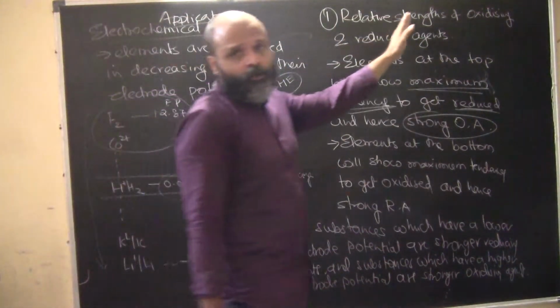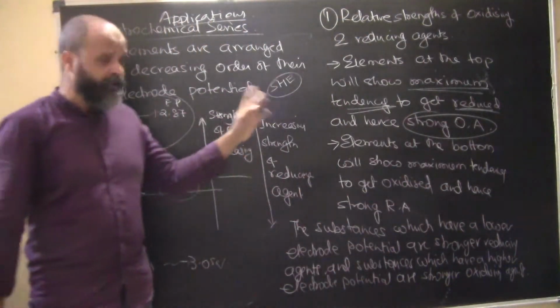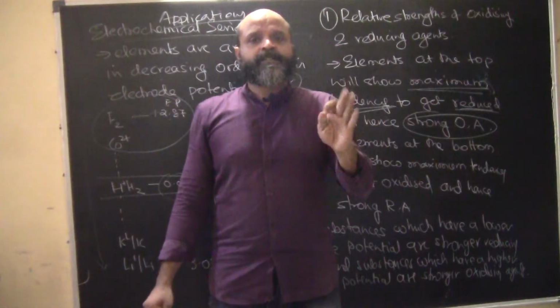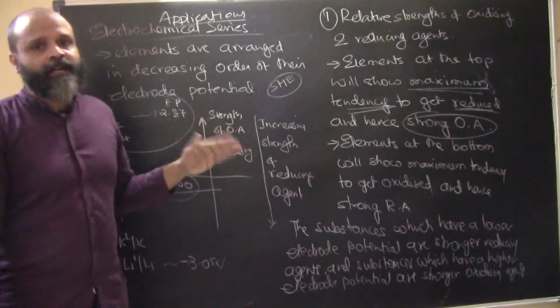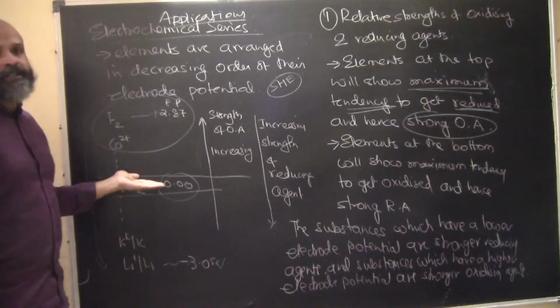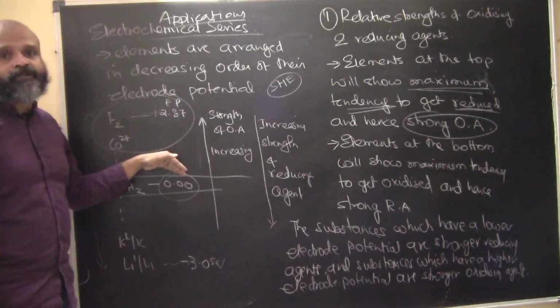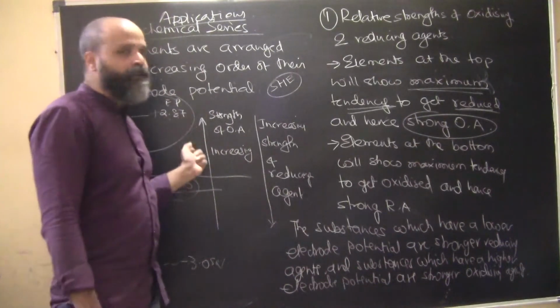So we will look at more of the aspects or applications of the electrochemical series. By looking at this series, we can first of all predict which substances are going to act as oxidizing agents and which are going to act as reducing agents. Before hydrogen, on top of hydrogen, whatever there are, they have a positive electrode potential. If they have a positive electrode potential, then they will be acting as what?